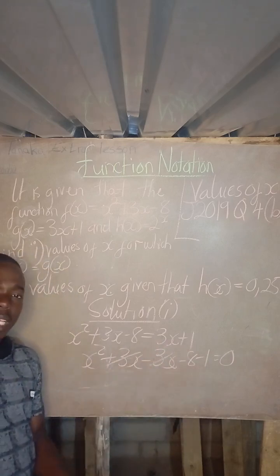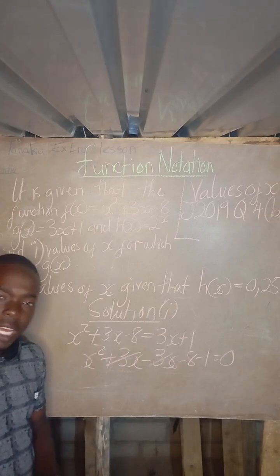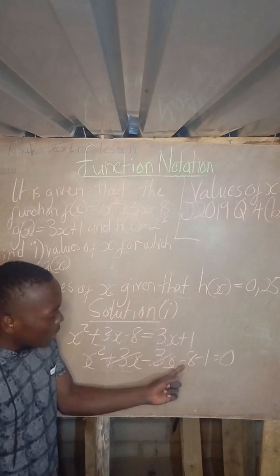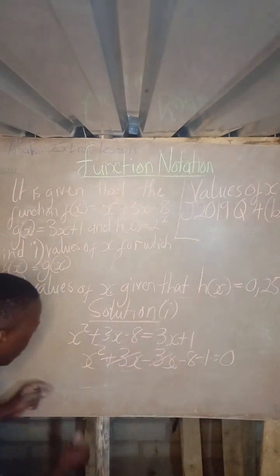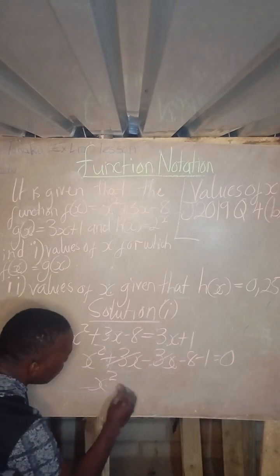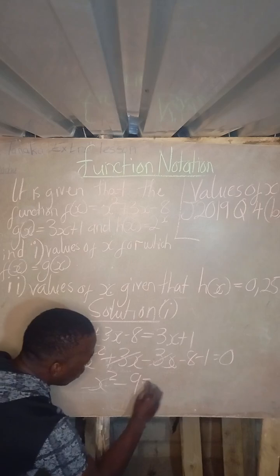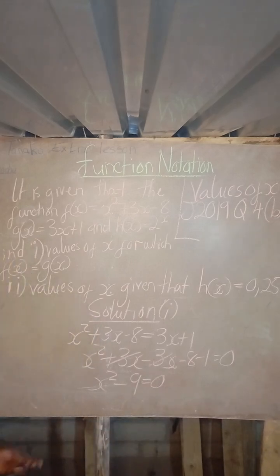Now you owe money, you owe $9. So what represents that you owe is just the negative sign. So it's now x squared minus 9 is equal to 0.